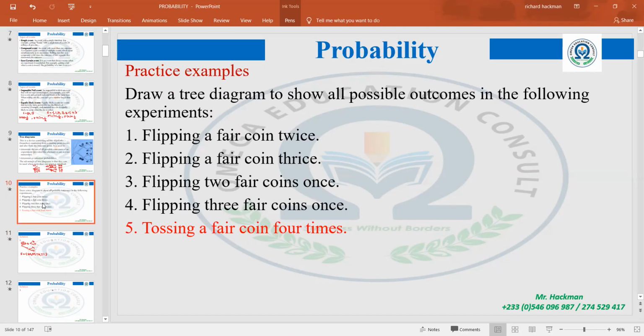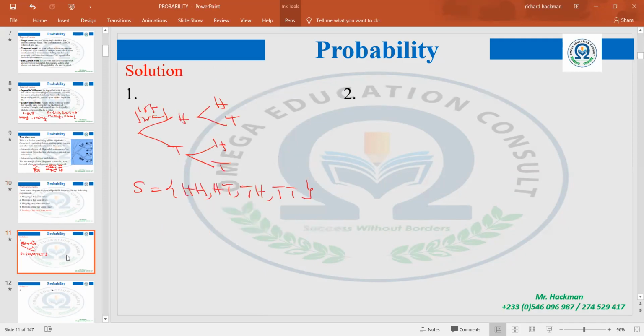A fair coin flipped 3 times. So 3 times means we will perform the experiment how many times? How many trials? 3 times. Okay, so you know where to start. We are going to start here.